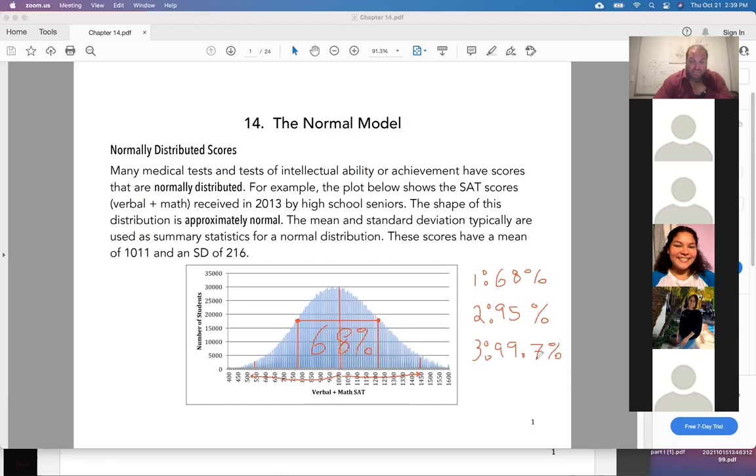Now, this rule has a name in statistics. I have searched long and hard for why it's called this, and I have not been able to figure it out. But the name for this rule is the 68, 95, 99.7 rule. That's its name. Can anyone maybe venture a guess why it's called that? It's called the 68, 95, 99.7 rule.